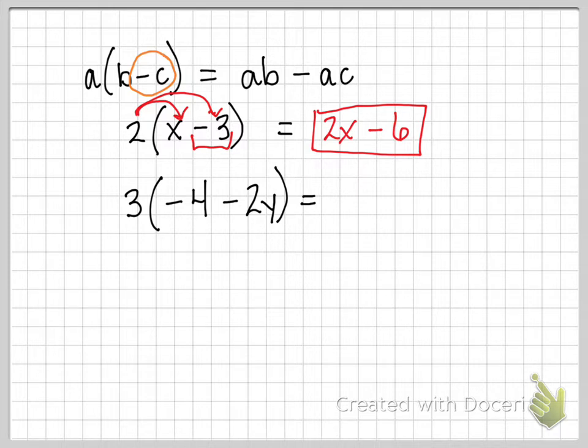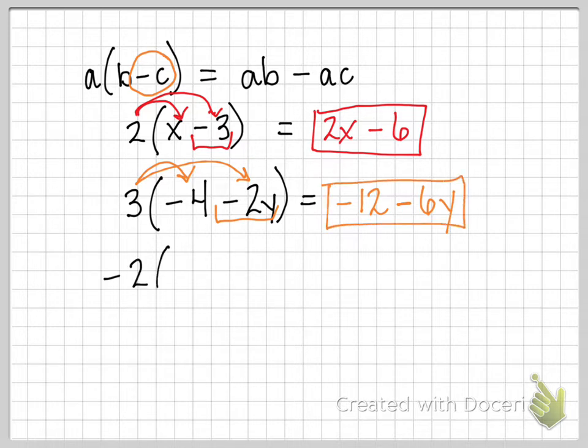Can you do this one? We're going to use the distributive property to multiply 3 times the quantity -4 minus 2y. Our first step is to do 3 times -4. Natalie, what'd you get? I got -12, -6y. Good. So we did 3 times -4 is -12. And then we do 3 times -2y, which is -6y. So the way that we would say this expression is -12 minus 6y. Okay?